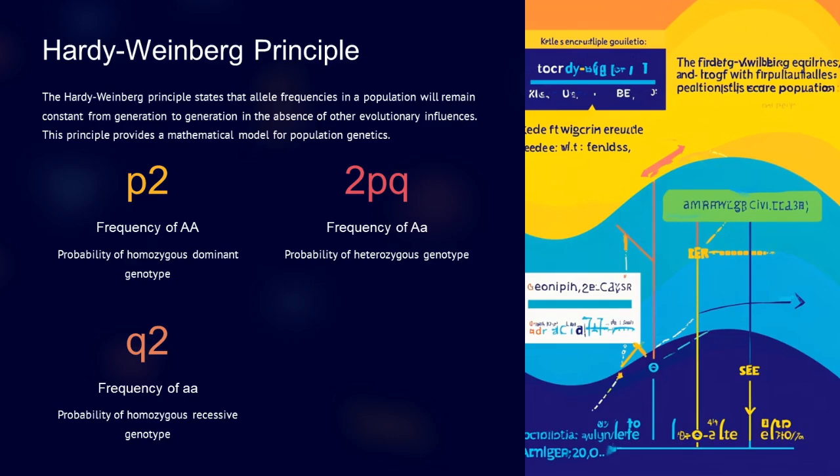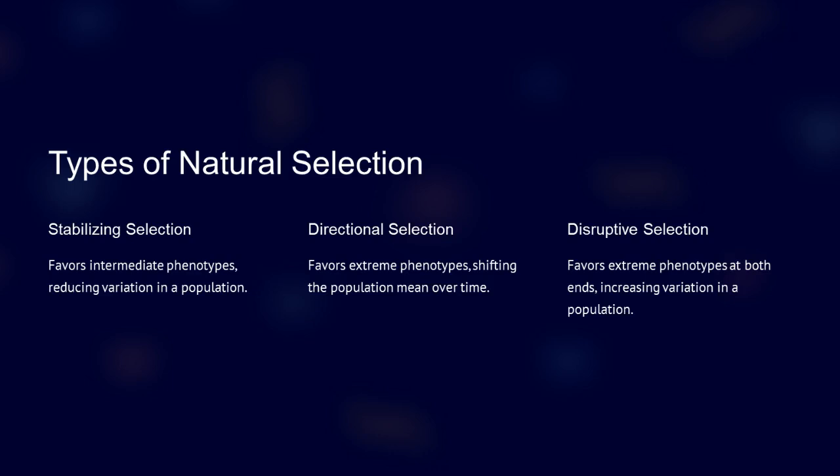The Hardy-Weinberg principle states that allele frequencies in a population will remain constant from generation to generation in the absence of other evolutionary influences. This principle provides a mathematical model for population genetics, helping to understand the genetic structure of populations. Natural selection can occur in different forms.